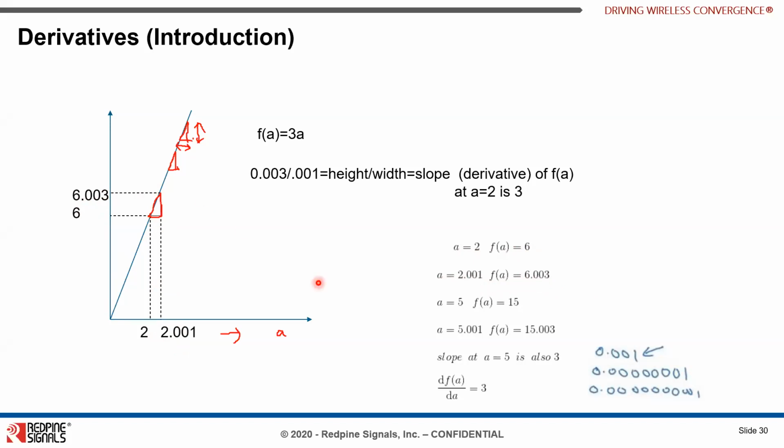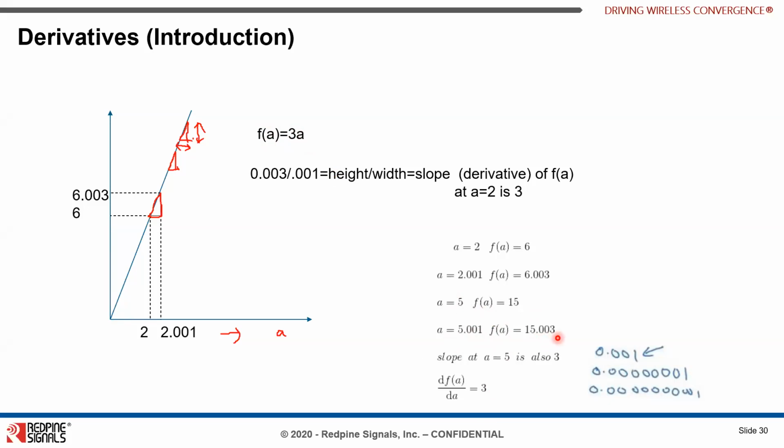Now, for example, take another point, a equal to 5 instead of 2. Obviously from this function, f(a) equal to 3a, we get f(a) equal to 15 because 3 into 5 is 15. Let's check how the slope changes. Again, from 5, I increase the value to 5.001, and by scale we see that f(a) has increased from 15 to 15.003.